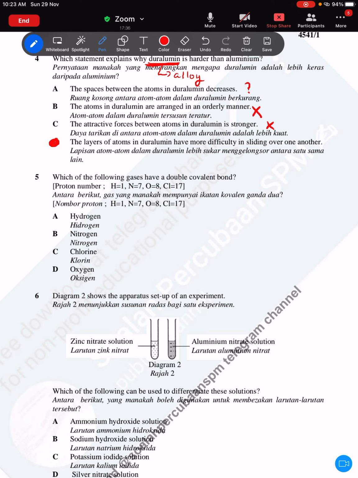When they have difficulty to slide over one another, between the layers, this makes duralumin harder than the pure metal. Because in a pure metal like aluminium, the arrangement is much more orderly. When they are in a much more orderly arrangement, they can easily slide over one another. So please keep that in mind.